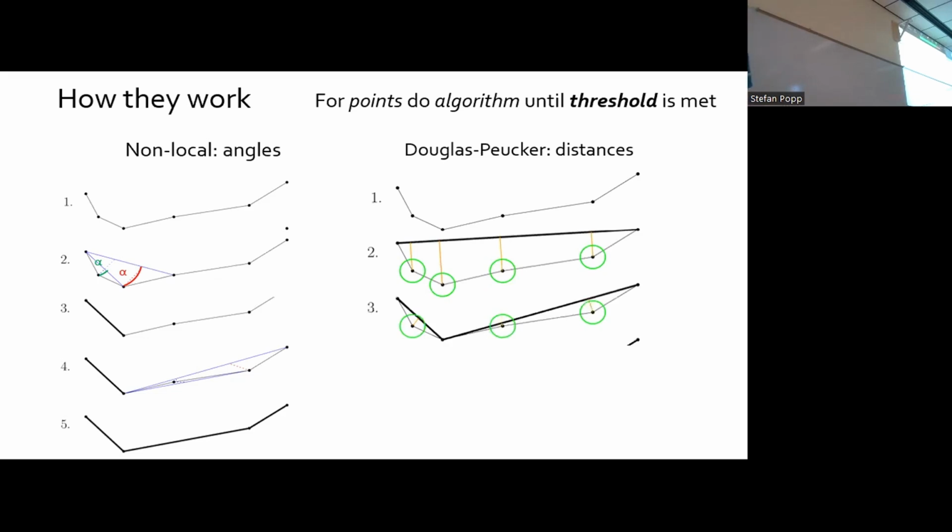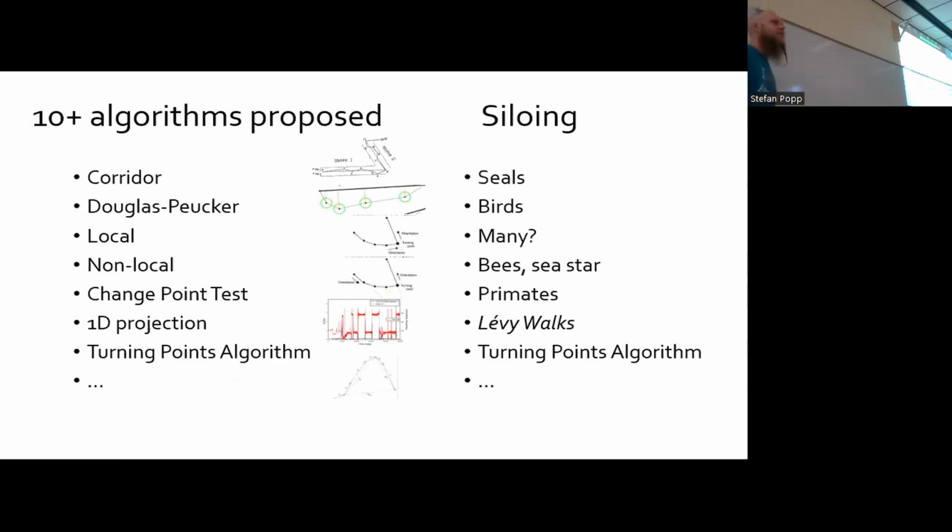So in this case, it would be the second circle from the left. And then you iterate over the rest. So you repeat that until you're left with only distances that are below the threshold that you have set in the beginning. And so in this case, you end up with the same track in the end, which is kind of lucky. But there are a lot of algorithms that have been proposed, more than 10 in the ecology literature.